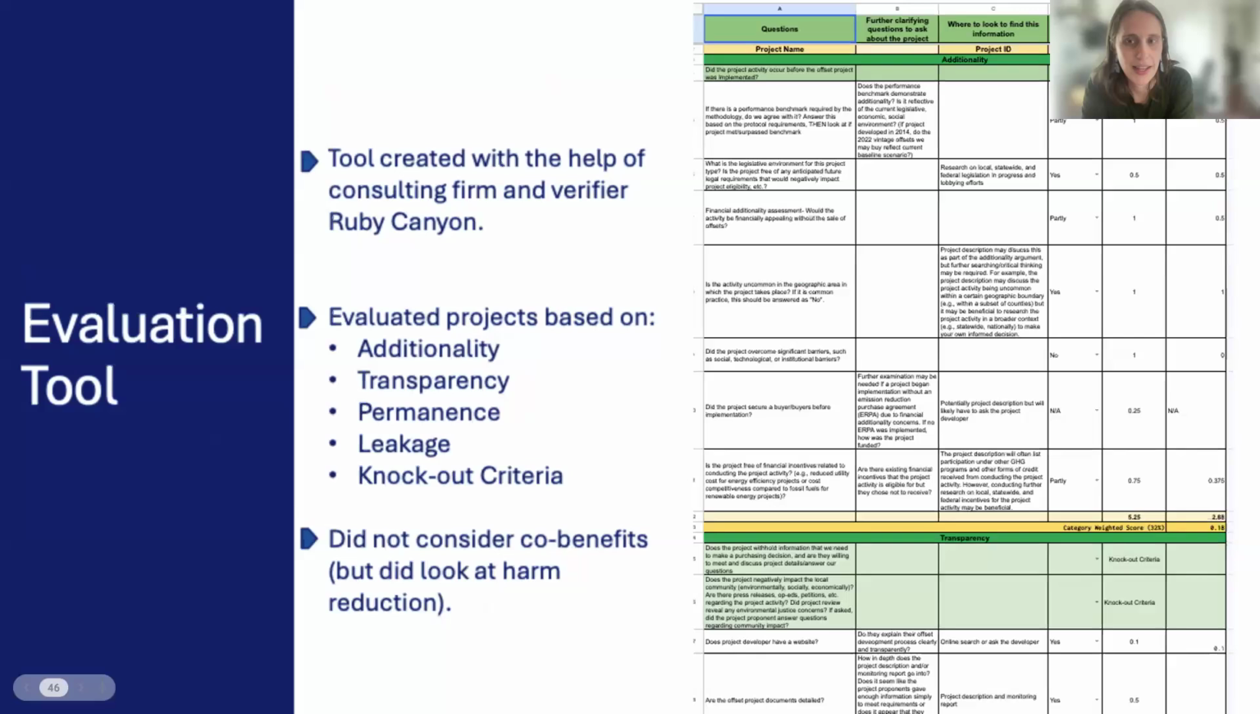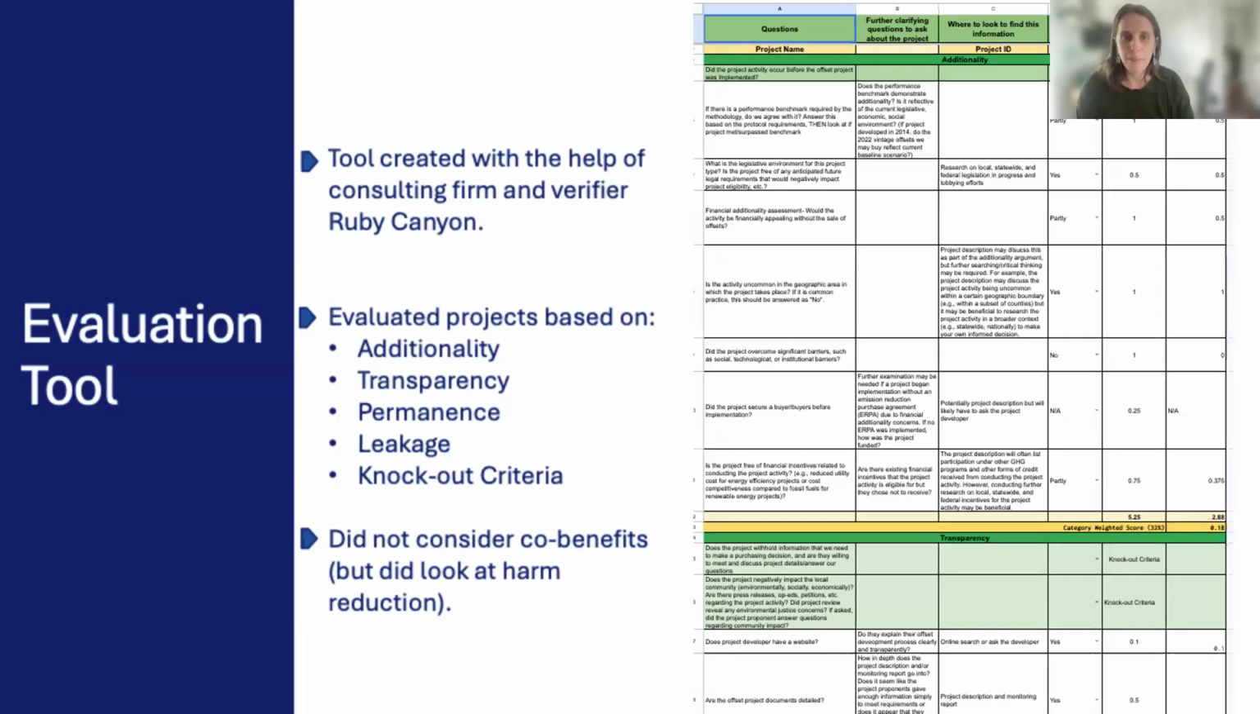Next slide. So this is a screenshot of our evaluation tool. We created it with the help of Ruby Canyon, who is a verifier in the voluntary market and a consulting firm. We met with them and talked about our indicators of quality, and they helped us come up with some specific criteria and questions to ask as we reviewed all of the offset projects. And so our criteria is below.